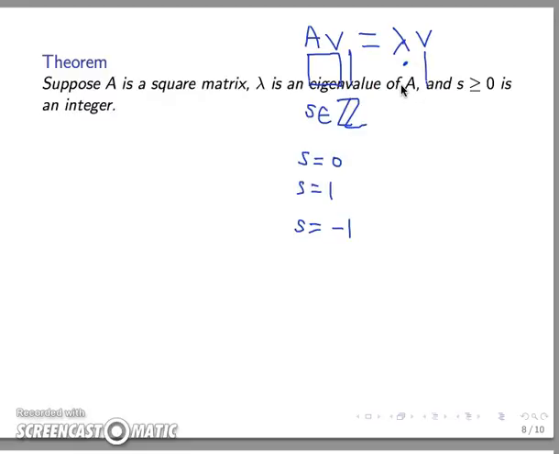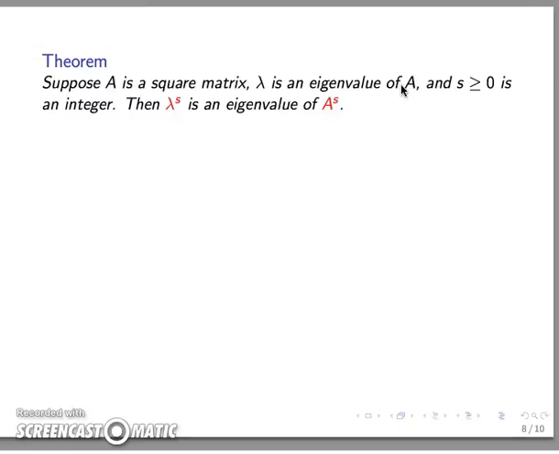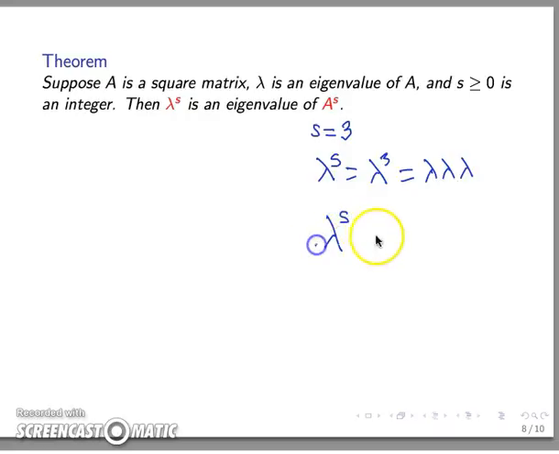Suppose we have an integer S, then lambda to the S power. So suppose that S is 3, then lambda to the S means lambda to the 3, which means that you multiply lambda times itself 3 times, okay? So lambda to the S power, with lambda being the base and S being the exponent, is a number. So lambda to the S is itself a scalar, and what this theorem is telling us is that this new scalar, lambda to the S, is an eigenvalue of the new matrix A to the S.